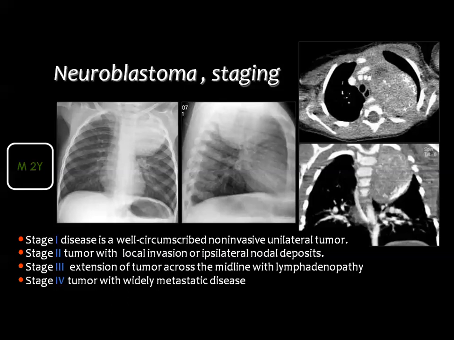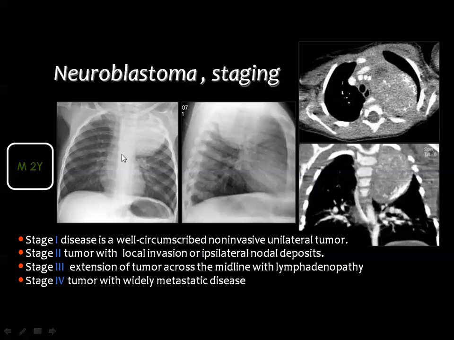Staging of neuroblastoma is easy. Stage 1 is a well circumscribed unilateral tumor with no invasion of the surrounding structures. Stage 2 is the tumor with local invasion or ipsilateral nodal metastasis. Stage 3 is extension of the tumor to the opposite side with metastatic lymphadenopathy. Stage 4 is dissemination with metastatic disease anywhere.